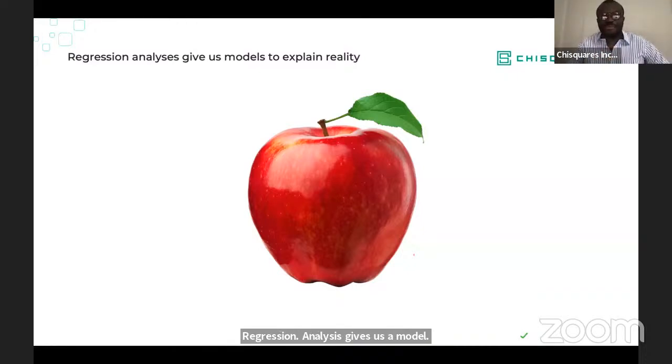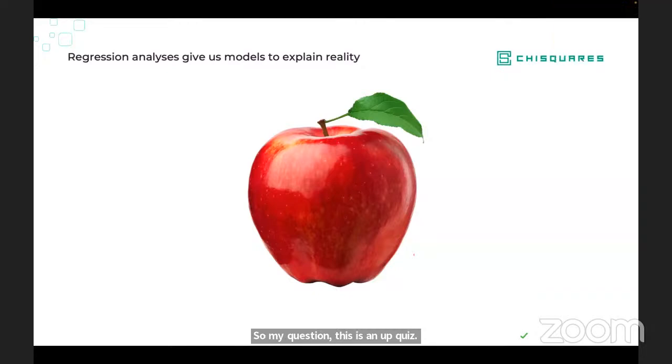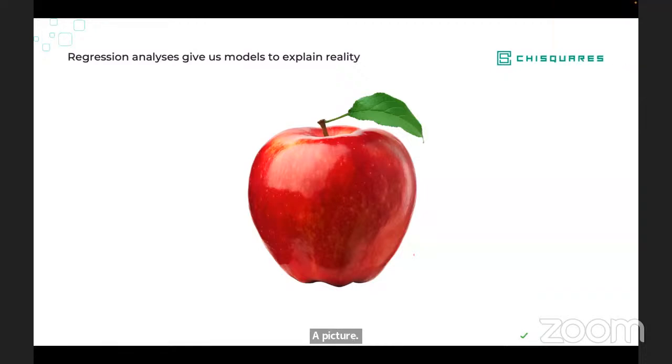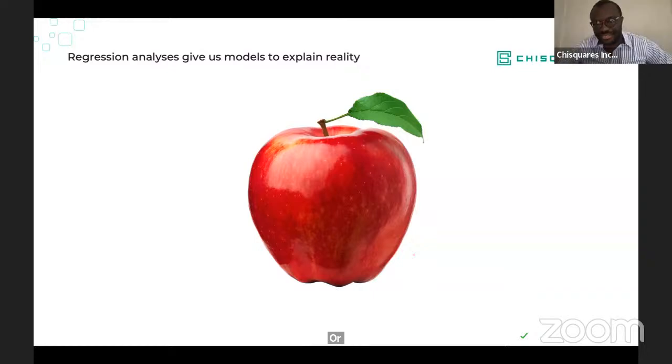So my question, this is a pop quiz. What do you see on the screen? Apple. Wrong. Ripe apple, green leaf. That is wrong. Red apple. That is wrong. A red apple and a leaf. That is very wrong. Fruit. A picture of an apple. Excellent. Or let's be more scientific. I want you to frame your answer in a more scientific way. What do you see? The model of an apple.